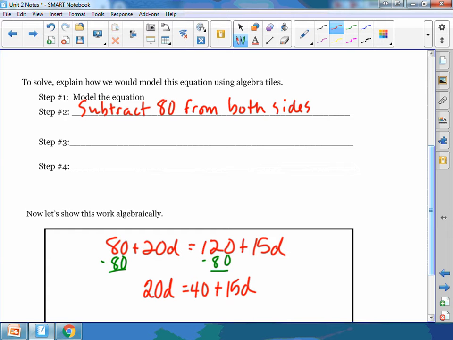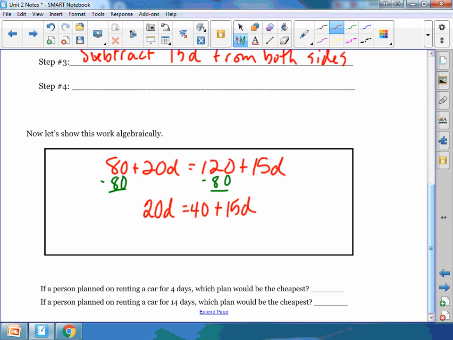What would you suggest? Ellie? Subtract 15D from both sides. Okay? So I'm going to follow her lead, come down here, minus 15D, minus 15D, and I am left with 5D equals 40. Jack? Divide both sides by 5.